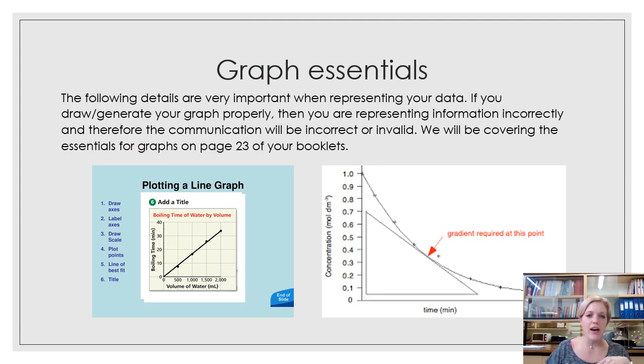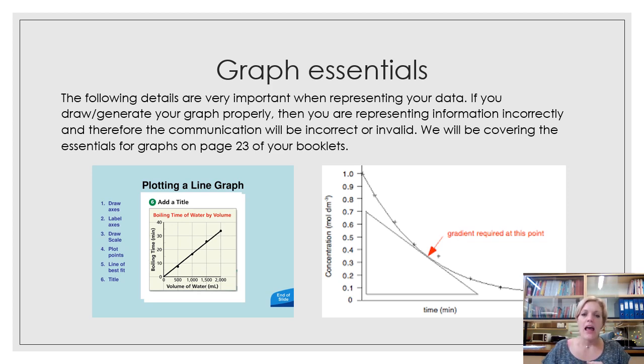So what I'm going to do now is go through some of the things your graph has to have on it. We mark you down on this, so it's very important that you have everything on the graph that needs to be on there. When you're representing your data, at the bottom of page 23, you will see a whole list of things that you need to include. I want you to highlight and add extra notes as I'm talking so it can help you later on.